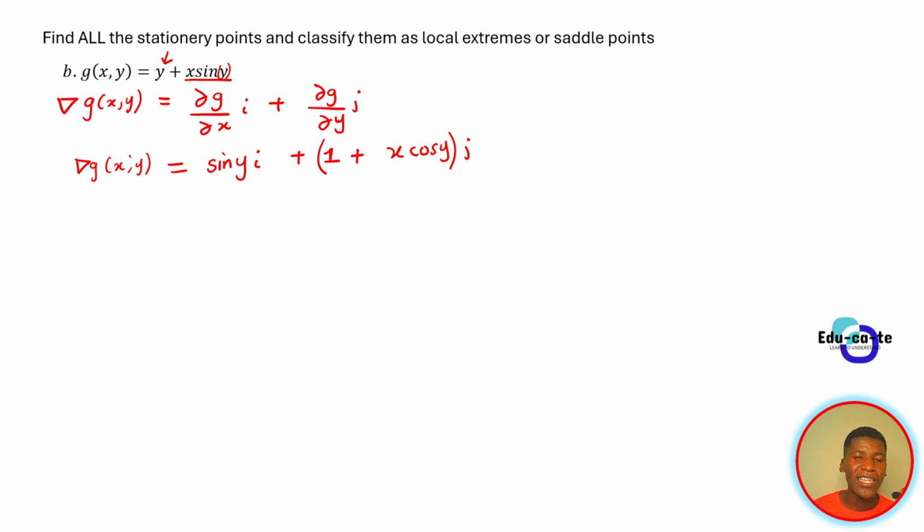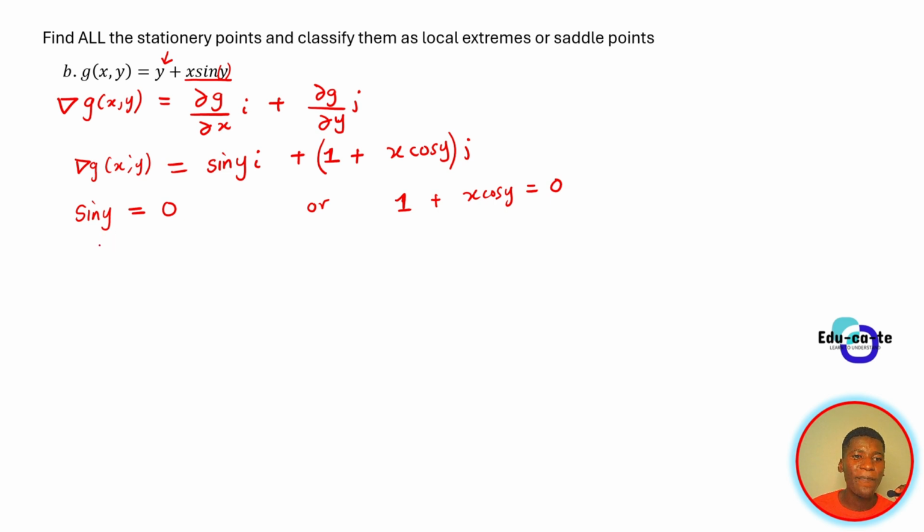Now remember, to find the stationary points, we must equate the gradient to 0, because we know that at the stationary points, there is either a gradient of 0 or there is no gradient, or the gradient is undefined. So in this case, sin y, which is the partial derivative in terms of x, we equate to 0. And we also equate 1 plus x cos y to 0. Here I think we can solve this one better. So sin y is equal to 0.